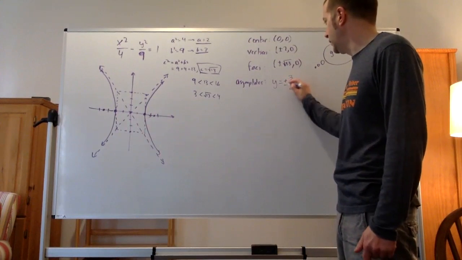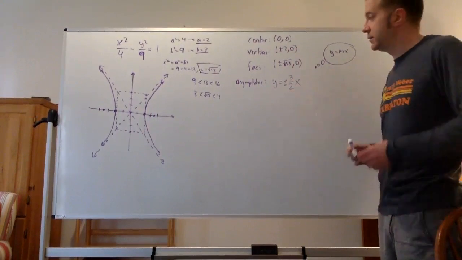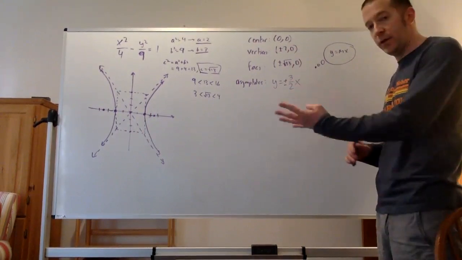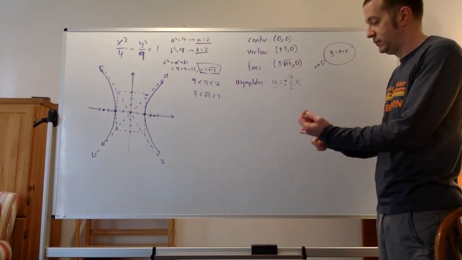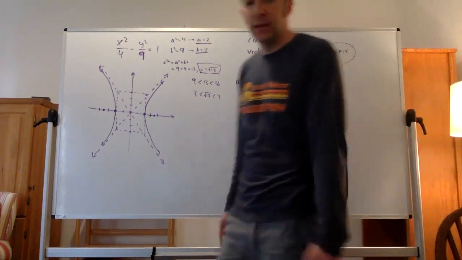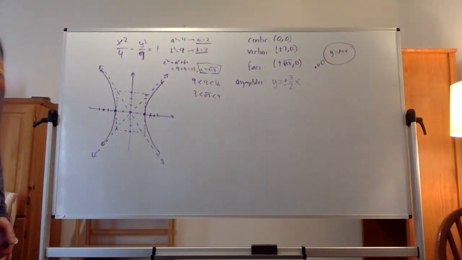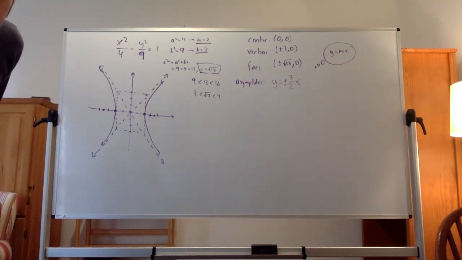So I can do it like this: plus or minus 3 halves x. So now I found the 4 things I wanted to find: center, vertices, foci, and asymptotes. The next example is one that opens up and down, with a vertical transverse axis. So you'll see that it's very similar with some very minor changes.